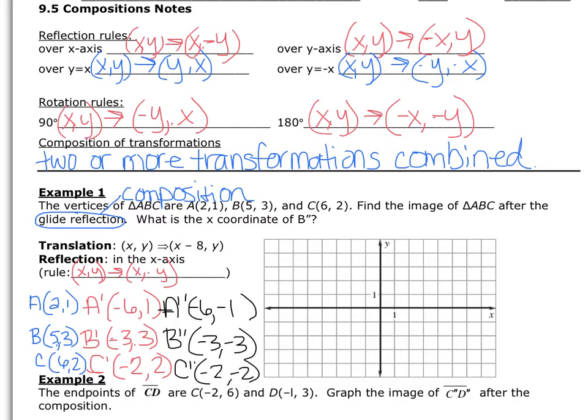Now you're going to graph the final image. So A double prime is at negative 6, negative 1. B double prime is at 1 and 3 down. And C is at negative 2, negative 2. So there is your final image after the composition. Just putting 2 of them together. Basically a review.